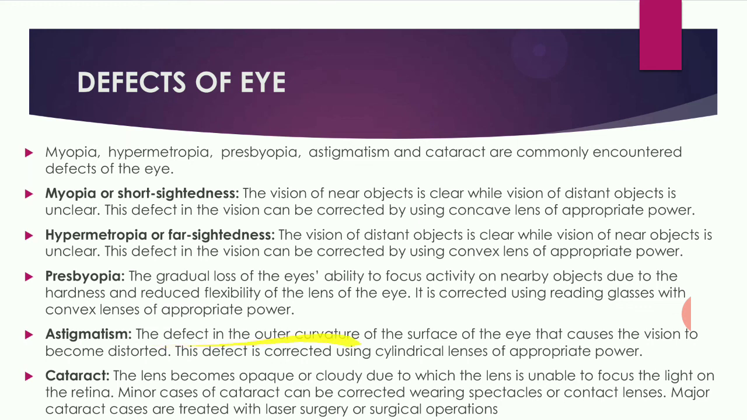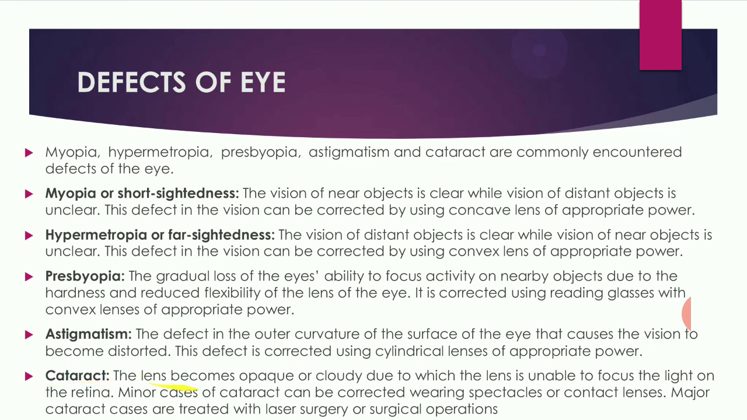Astigmatism. This is a defect in the outer curvature of the surface of the eye that causes the vision to become disordered. This defect is corrected by using a cylindrical lens of appropriate power.